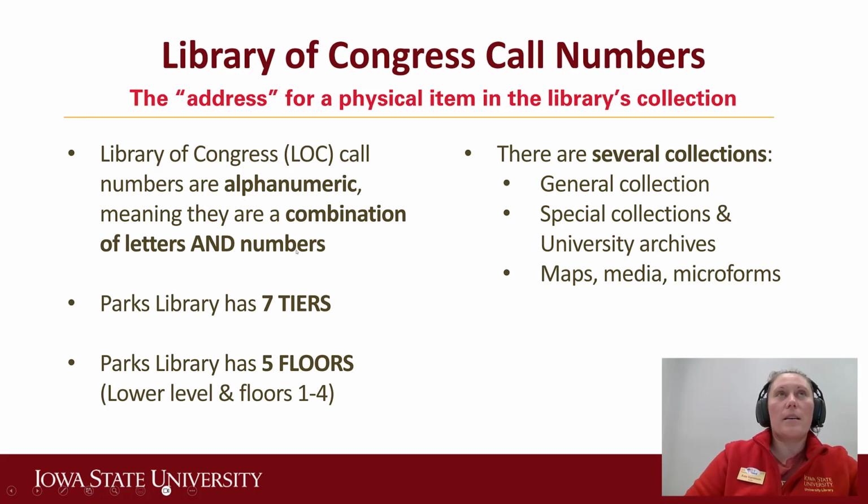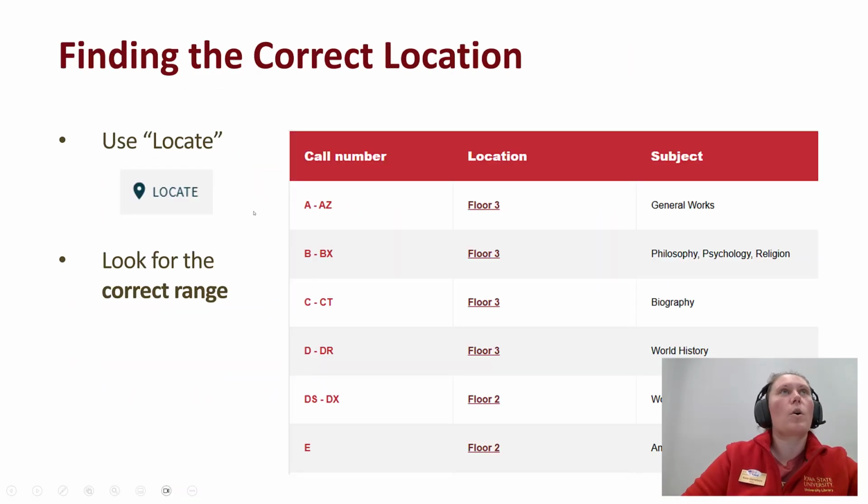So let's take another practice. We'll go a little bit more into it here. When you do want to find it in person, you have to click that locate button and then again alphabetically say, okay, where's my range? And then there's the floor or the tier. It'd say tier here if it was on the tier.